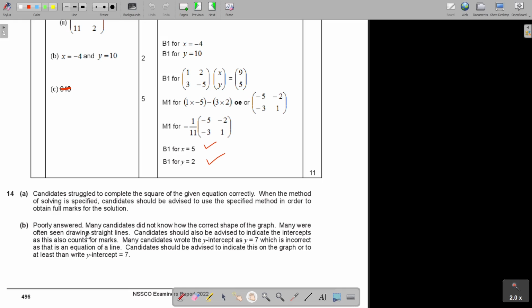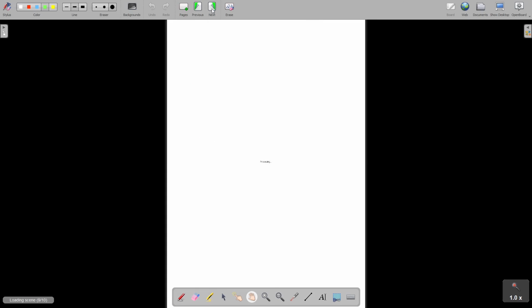B was poorly answered. Many candidates did not know the correct shape of the graph. Many were often seen drawing straight lines. Candidates should also be advised to indicate the intercepts, as this also counts for marks. Many candidates wrote the y-intercept as y equals 7, which is incorrect, as that is an equation of a line. Candidates should be advised to indicate this on the graph, or to at least write y-intercept equals 7. Yeah, something like that. And then let's just go on.